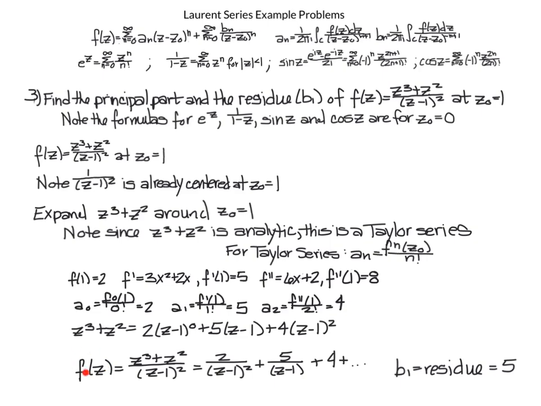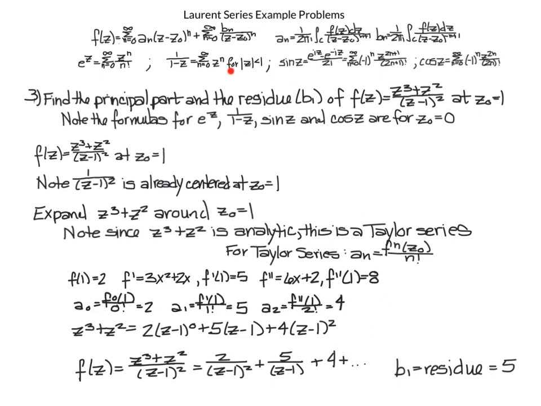To finish this problem off, f of z is our z cubed plus z squared divided by z minus 1 squared. So I'm going to go term by term dividing by z minus 1 squared. Here, this is just 2 divided by z minus 1 squared. Here when I divide 5 times z minus 1 by z minus 1 squared, these cancel and I'm left with z minus 1 on the bottom and 5 on the top. On my next term, I'm left with 4, and this z minus 1 squared cancels with the z minus 1 squared on the bottom, and I can continue my pattern, except I didn't calculate any more coefficients, so we'll just put dot, dot, dot.